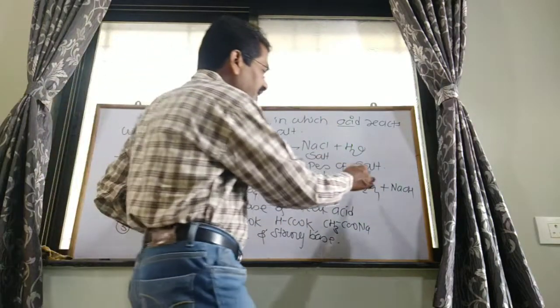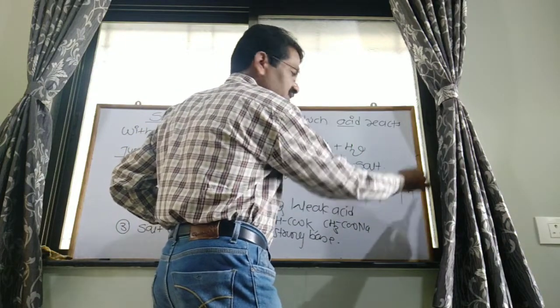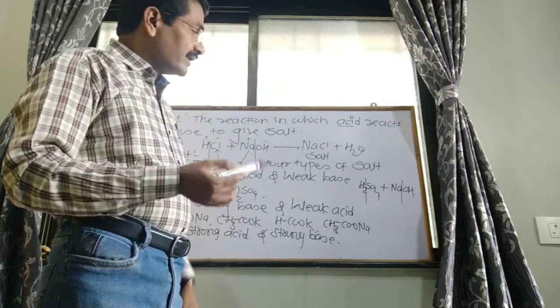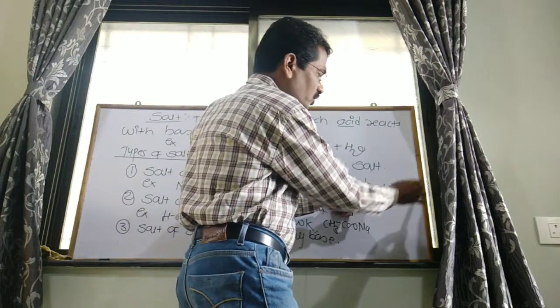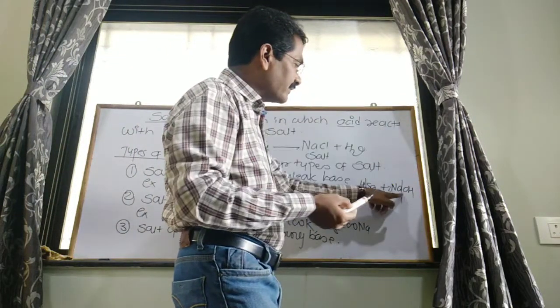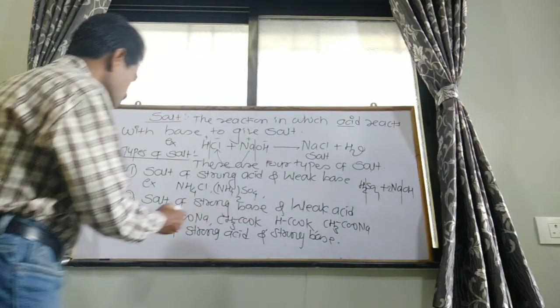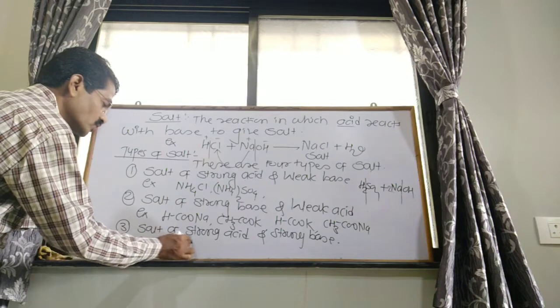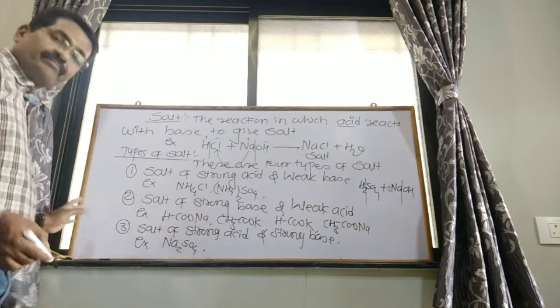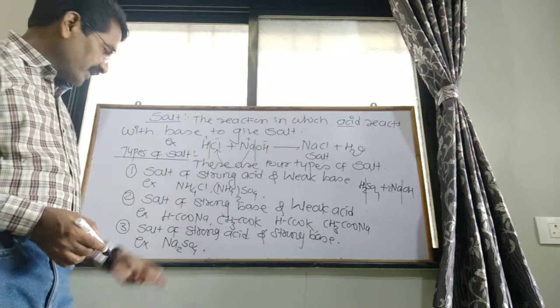By breaking that, it gives 2H plus and OH minus here. Then how to form the salt? These two hydrogens and two hydroxyl give the water, then the remaining is Na2SO4. So an example is Na2SO4, sodium sulfate.